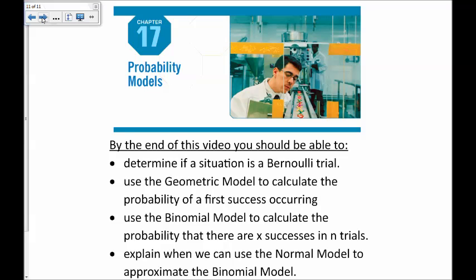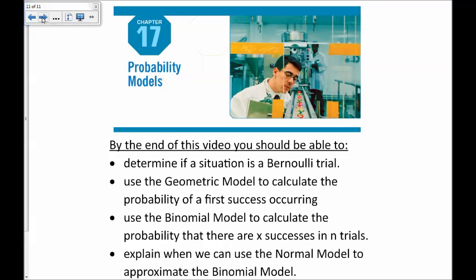This video is about some useful probability models. By the end of this video, you should be able to determine if a situation is a Bernoulli trial. You should be able to use the geometric model to calculate the probability of a first success occurring.